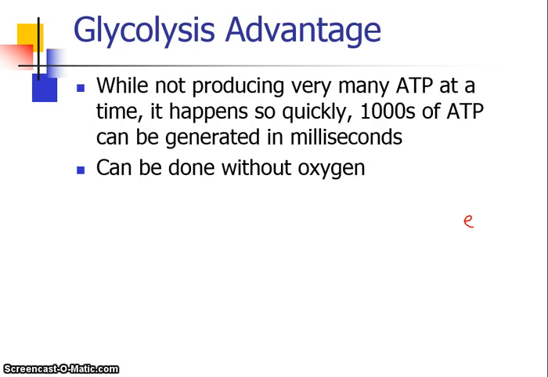Now, an advantage of this process is you might say, man, I only get to make 2 at a time. That doesn't seem like very much. But the process can occur very quickly, so in even a millisecond, I can create thousands of ATP. The other benefit is that if oxygen is not available, there are still ways for cells to create this necessary ATP.